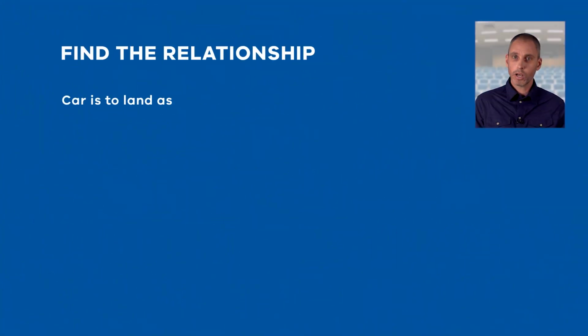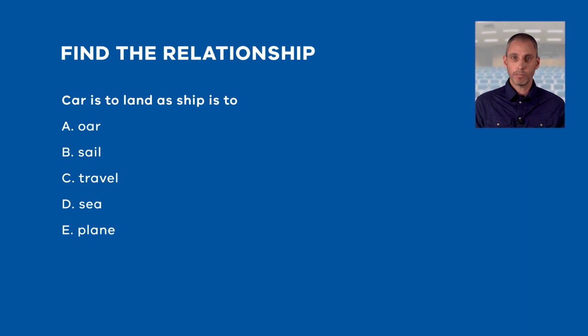The first type of question that we're going to look at asks you to find the relationship between words. You'll be given two words. The first word has a relationship with the second word. You must find this relationship and use it to match a third word with another from the list. In this question, the words car and land are linked by where cars operate. That is, cars operate on land. Now we need to apply the same relationship to ships. That is, ships operate on the sea. So the correct answer is D.